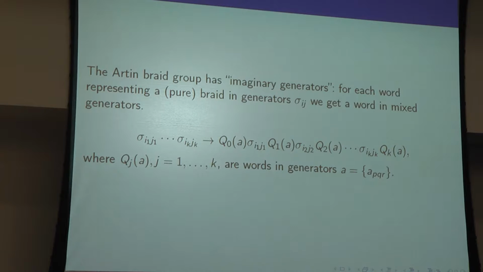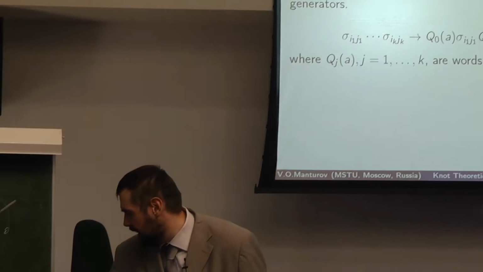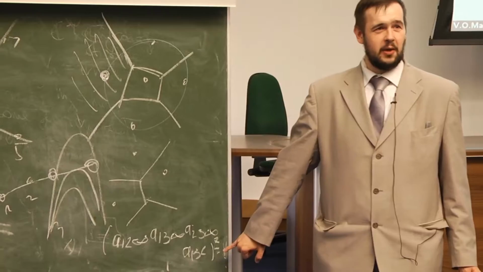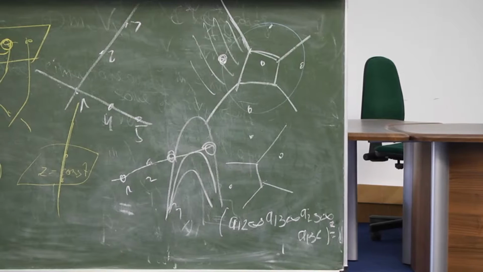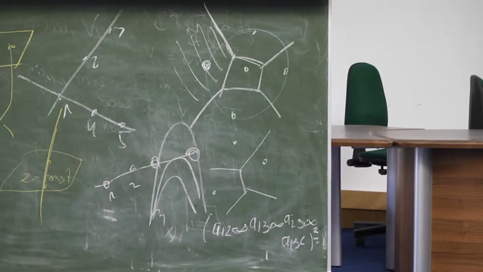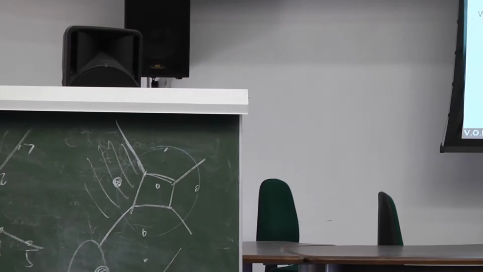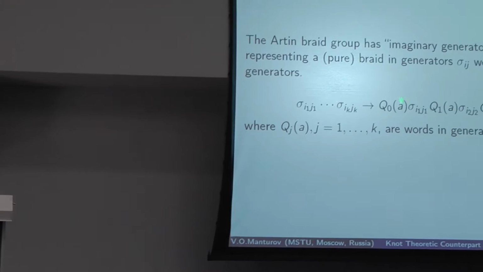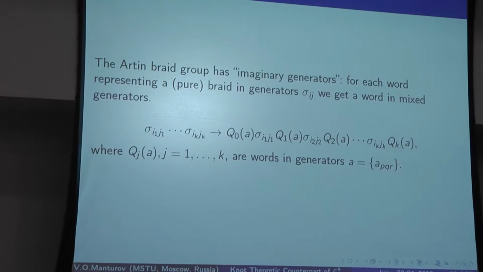So, for example, for braids, what we had: a 1 2 infinity, a 1 3 infinity, a 2 3 infinity, a 1 2 3 squared equals 1. If I forget about the infinity, I would get only a 1 2 3. And then I can write down a group which is bigger than the braid group and which has a natural projection to this braid group, which just takes all new generators to one. Let me give concrete examples. So here are all generators, and here is something new, which depends on R, the set of new generators.